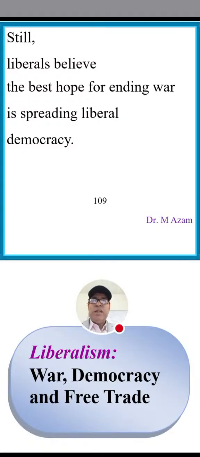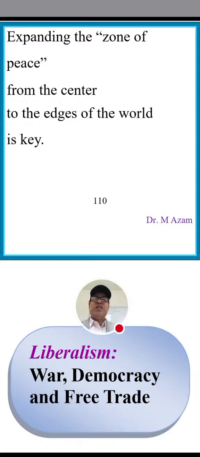Still, liberals believe the best hope for ending war is spreading liberal democracy. So the liberal philosophers say if we want to bring an end to war in the world, there should be democracy in all the countries. When all countries become democratic, they will not start wars. So this way, we can eliminate war. Expanding the zone of peace from the center to the edges of the world is key.